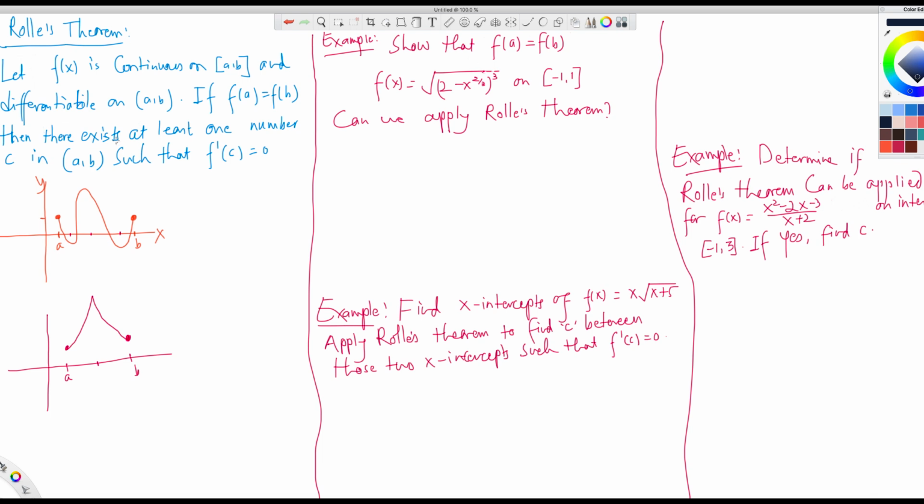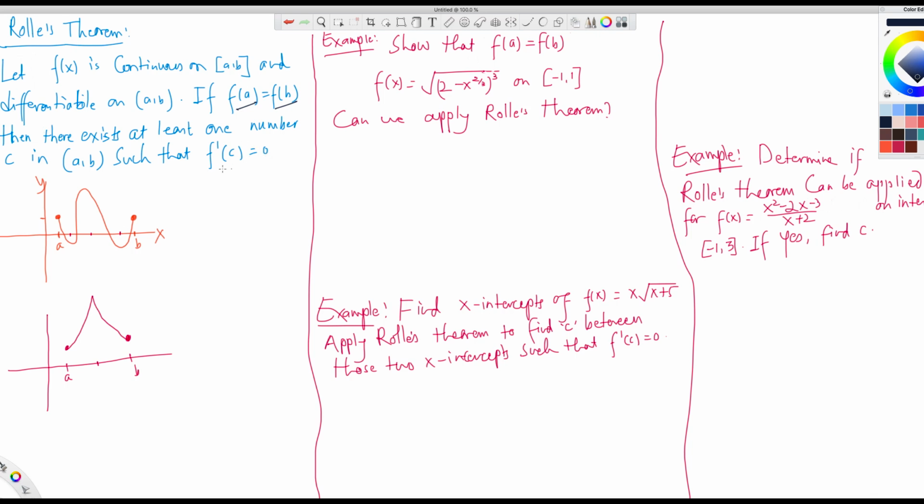What does it say? Suppose a function is continuous in the closed interval [a, b], meaning between a and b there is no break, and differentiable on the open interval (a, b), meaning the function must be smooth. It is not like a sharp corner or cusp, those kinds of behavior between a and b. We are not talking about the boundary, just between a and b. If the height of the function at a and b, at the boundary, are equal, then there must be at least one number c between a and b such that the derivative at c is 0.